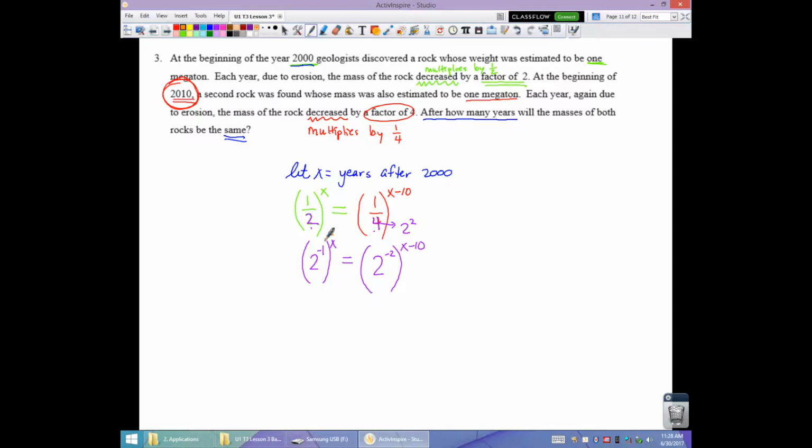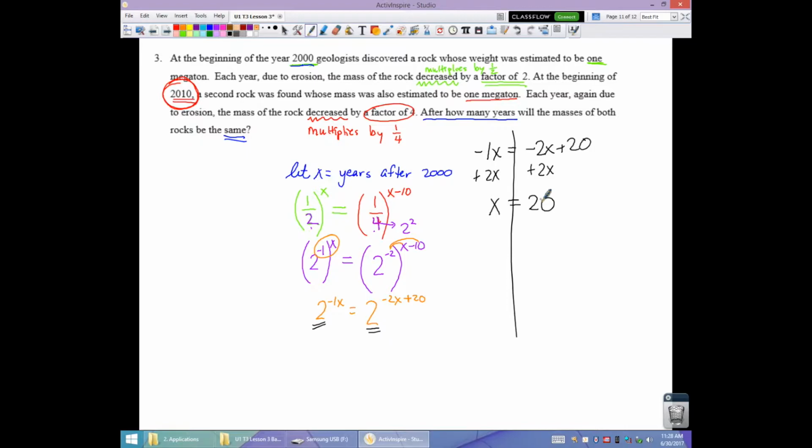Use the power to a power property to multiply. This is 2 to the negative 1x. Here to multiply, I need to distribute, so it's 2 to the negative 2x plus 10. Negative 2 times negative 10 becomes positive 20. Okay, now that the bases match, I can set the exponents equal. So negative 1x will be equal to negative 2x plus 20. To solve that, I'll add 2x to both sides. So negative 1x plus 2x is x equals 20. So after how many years will the masses of both rocks be the same? The answer is 20 years.